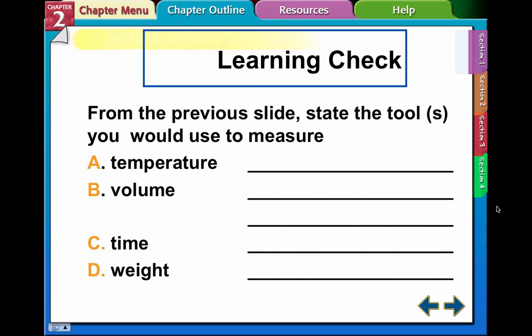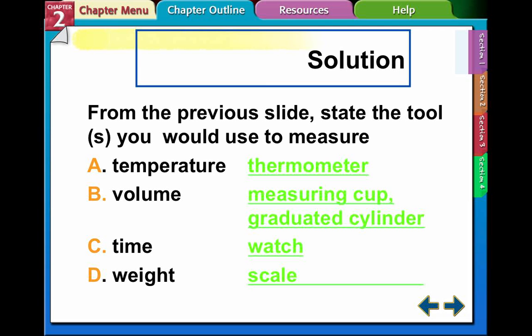Okay, from the previous slides, which tool would you use for temperature? Which ones would you use for volume? Which ones would you use for time, and which ones would you use for weight? And there are your answers.